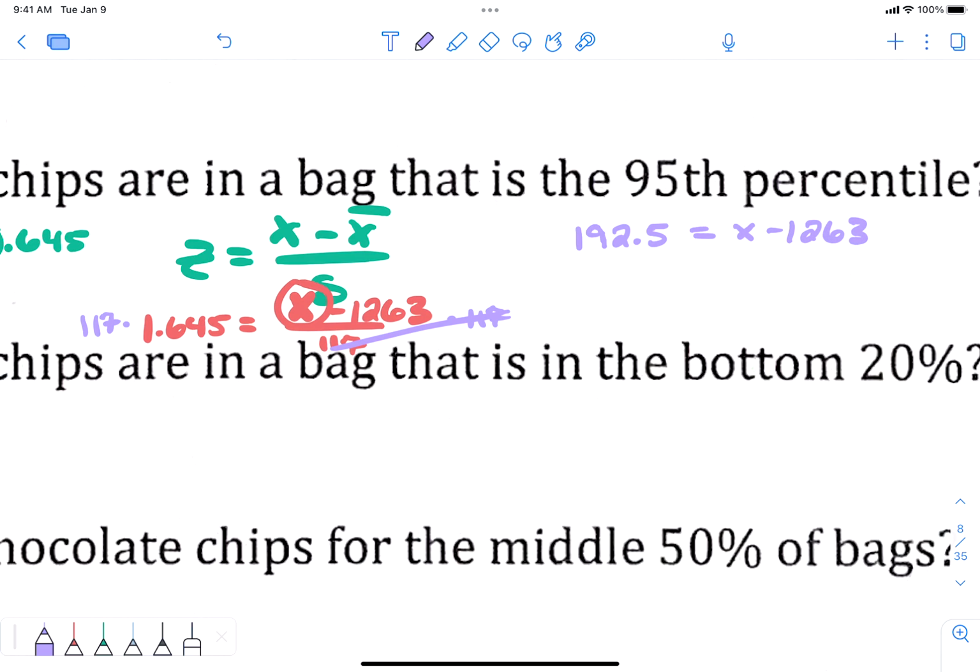Some of you guys just do this without actually writing all your steps down. We add the 1263 now to the other side. 1455.5 equals x. That's how many chocolate chips there are. You could probably round that off to 1456 because you can kind of have 0.5 of a chocolate chip, but anyway. So, does that make sense? So that one's just even one more step further after you find the z-score. You have to put it back into the formula.